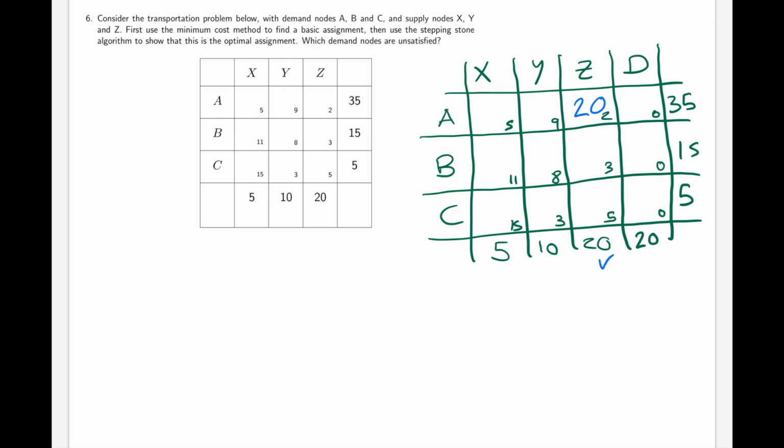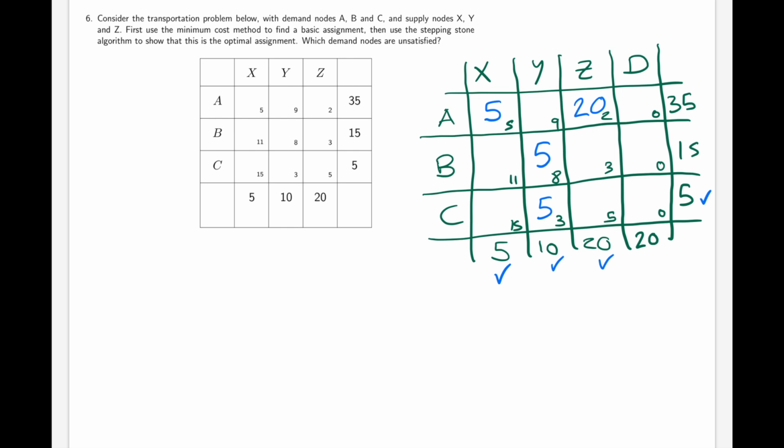After that, we will fill up CY as much as possible, and that will satisfy the C row. After that, we'll fill up AX as much as possible, and that will satisfy the X column. Then we'll fill up BY as much as possible, and that will satisfy our Y column. And now we have filled in all the non-dummy cells, so now we need to consider which dummy cells we need to fill up. Doesn't matter which way around we do this, they all cost the same.